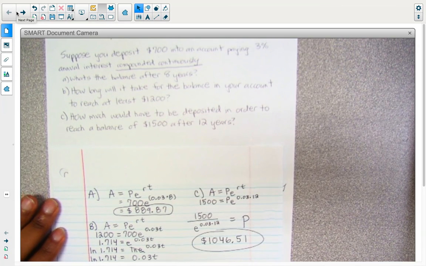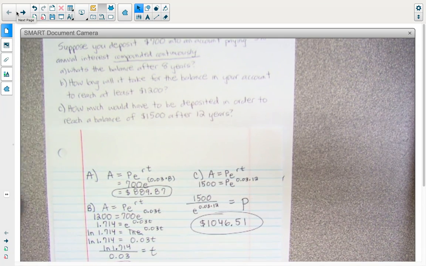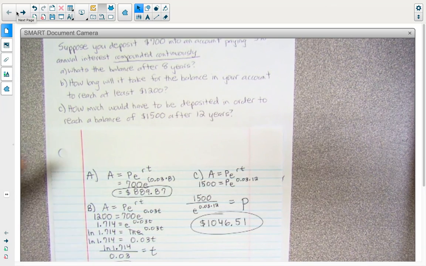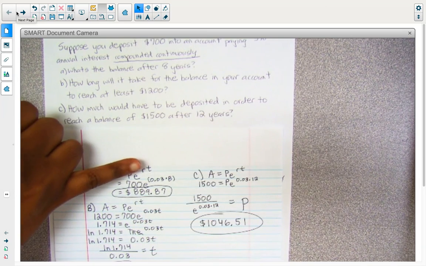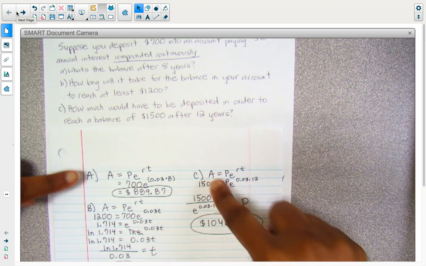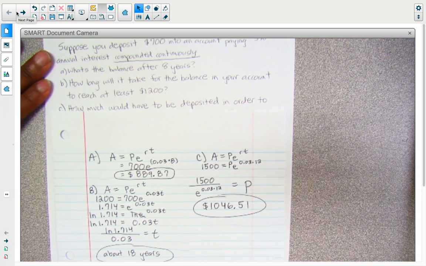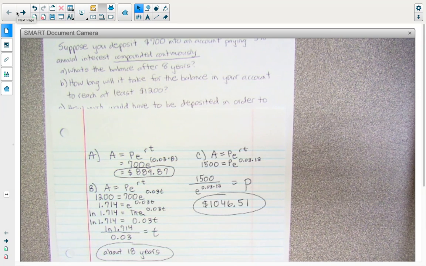So notice with this one particular formula, all the different things that we can do. So let me zoom out so we can look at it all together. So we were using Pert. So A equals P e to the RT power. You know to use that if it says compounded continuously. Sometimes like part A and part C is very straightforward. You just plug and chug. Part B required us to do a little bit more work because we had to take the natural log of both sides. But this is Pert.